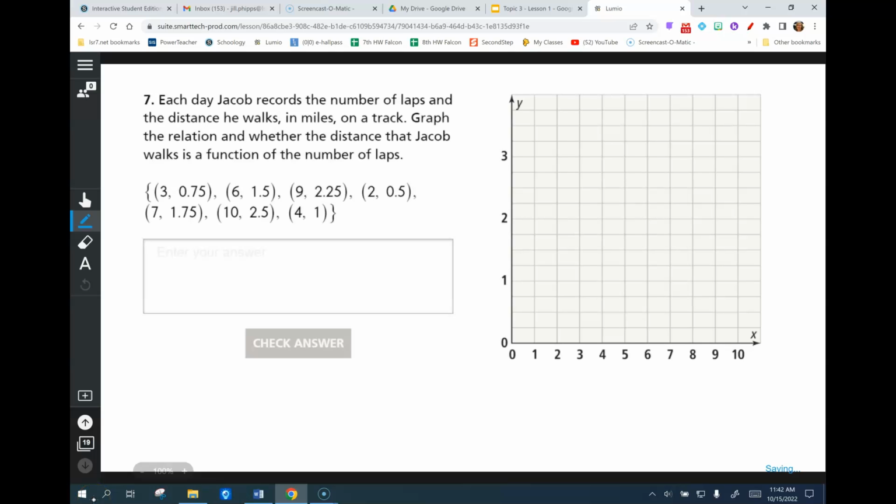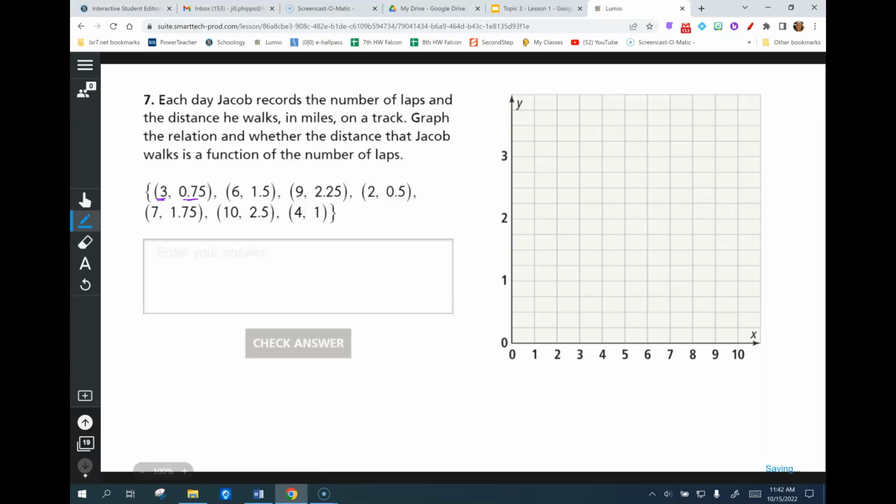Each day, Jacob records the number of laps and the distance he walks in miles on a track. Graph the relation and tell whether the distance that Jacob walks is a function of the number of laps. Okay, here we go. First thing we have to decide is which one is the x and which one is the y. So just look at your x and y's.